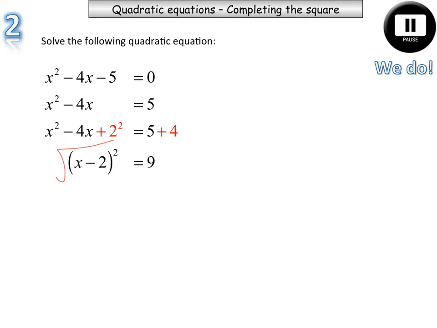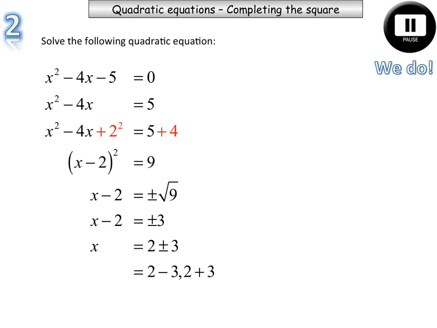Take the square root of both sides, and we end up getting x take away 2 is equal to plus or minus the square root of 9, which is plus or minus 3. Get the negative 2 to the other side, becomes a positive 2, and then we have 2 take away 3, or 2 plus 3. There's our two solutions, negative 1 or positive 5.